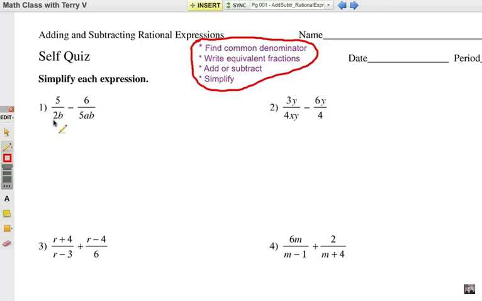Number 1, you have a 2b and you have a 5ab. Obviously you're going to end up with a common denominator of 10ab. Let me just put it there for a hint. Your fraction is going to have a 10ab in the denominator. For number 2, you have a 4 and an x and a y and another 4. So you're going to end up with a 4xy as your common denominator.